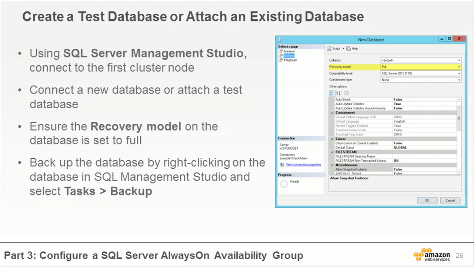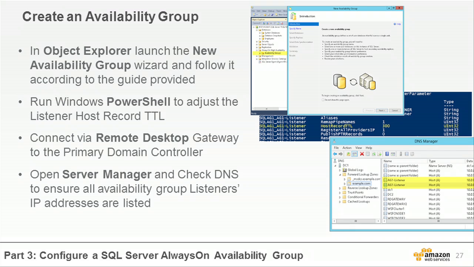The next step is then to create that availability group. And here you would use the Object Explorer to create a new availability group, and then follow it according to the guide provided. In the white paper, there are detailed steps with pictures and parameters you want to pass in. You create a new availability group. You want to set up the host record TTLs, and then make sure that it's up and running. Make sure all those pieces are there.